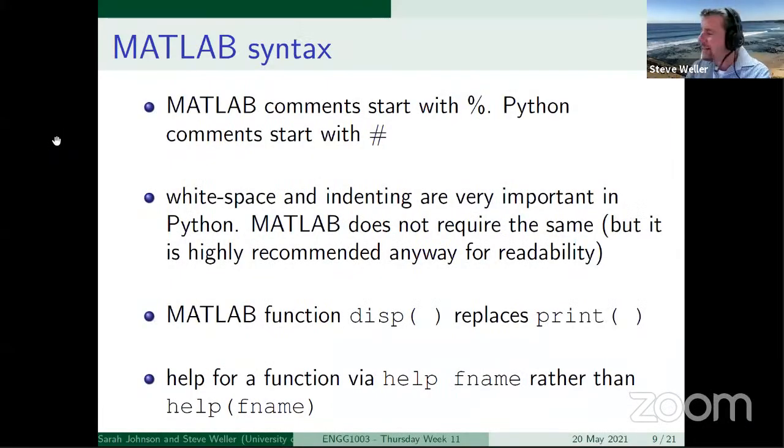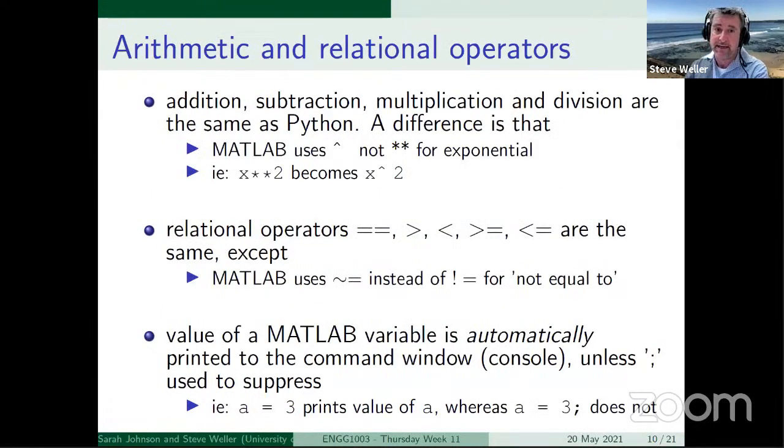There are some syntactic differences between MATLAB and Python, and you'll see a number of those as we look at some examples. In terms of mathematics, arithmetic, and relational operators, everything is just about the same between MATLAB and Python. You can do addition, subtraction, multiplication, and division, the same in MATLAB as in Python. One difference is that whereas Python uses the double asterisk for exponentiation, MATLAB uses an up arrow.